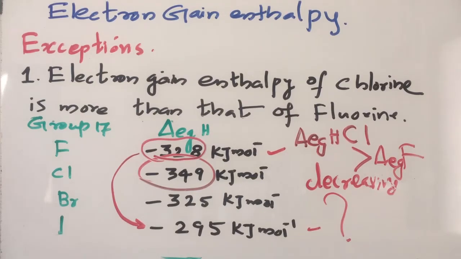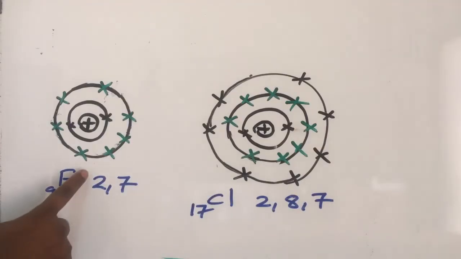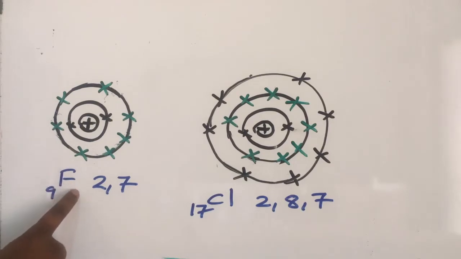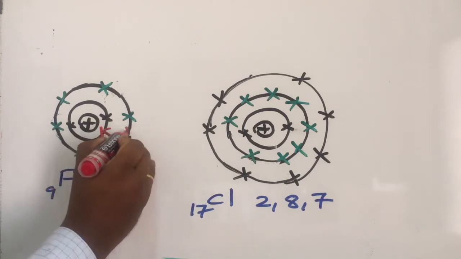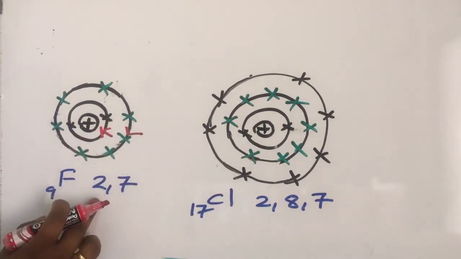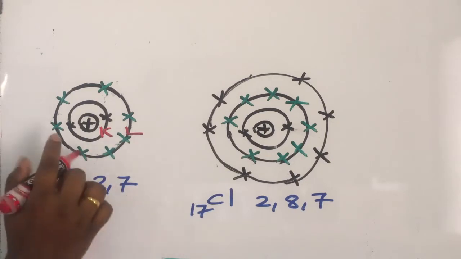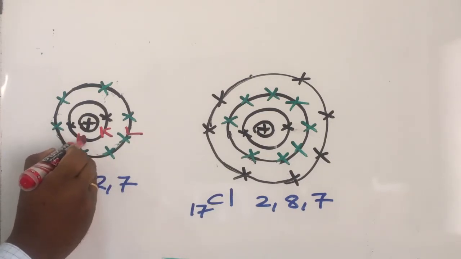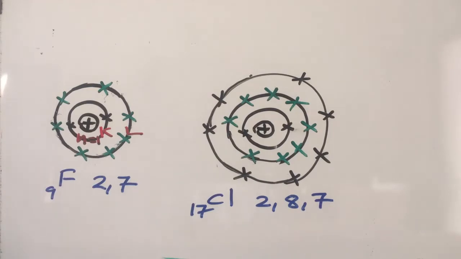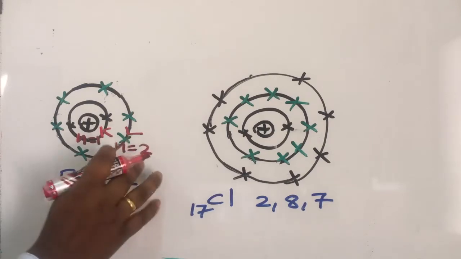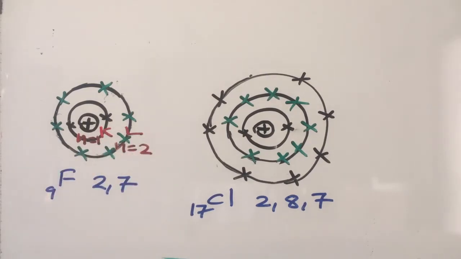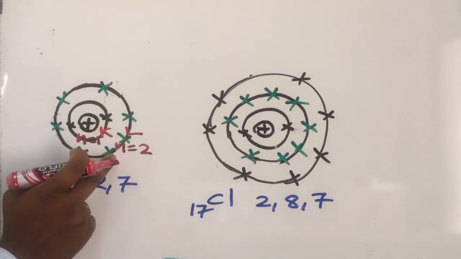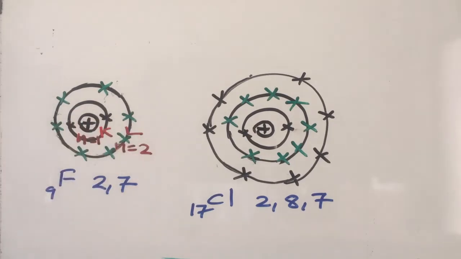So let's draw the Bohr model of fluorine and chlorine. The Bohr model of fluorine consists of two shells, K shell then L shell. K shell contains 2 electrons, L shell contains 7 electrons. K shell is also represented as n equal to 1, the first quantum level. n equal to 2 is the second quantum level. There are 7 electrons present in the L shell.